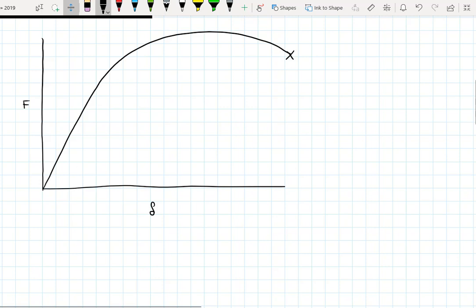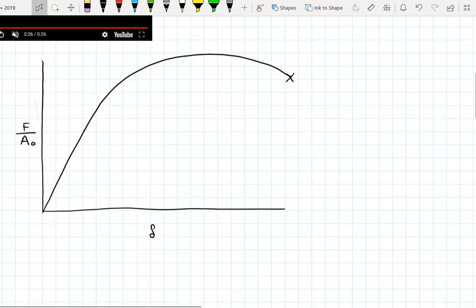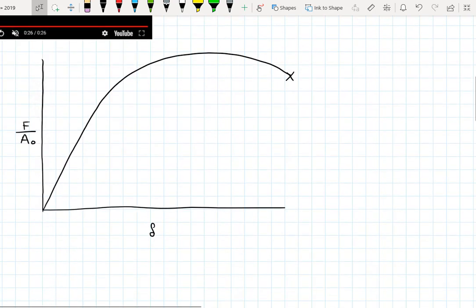Now, this is force and delta, change in length. But those are really close. If I take that force and divide by my original area, remember it does get thinner, and there are some versions of these tests where you recalculate that area as it gets smaller and smaller, and then our graph doesn't have this hump in it, it keeps going up. Because if I take the force that I measured, divide by the original area or the area as it changes, then that is stress, right?